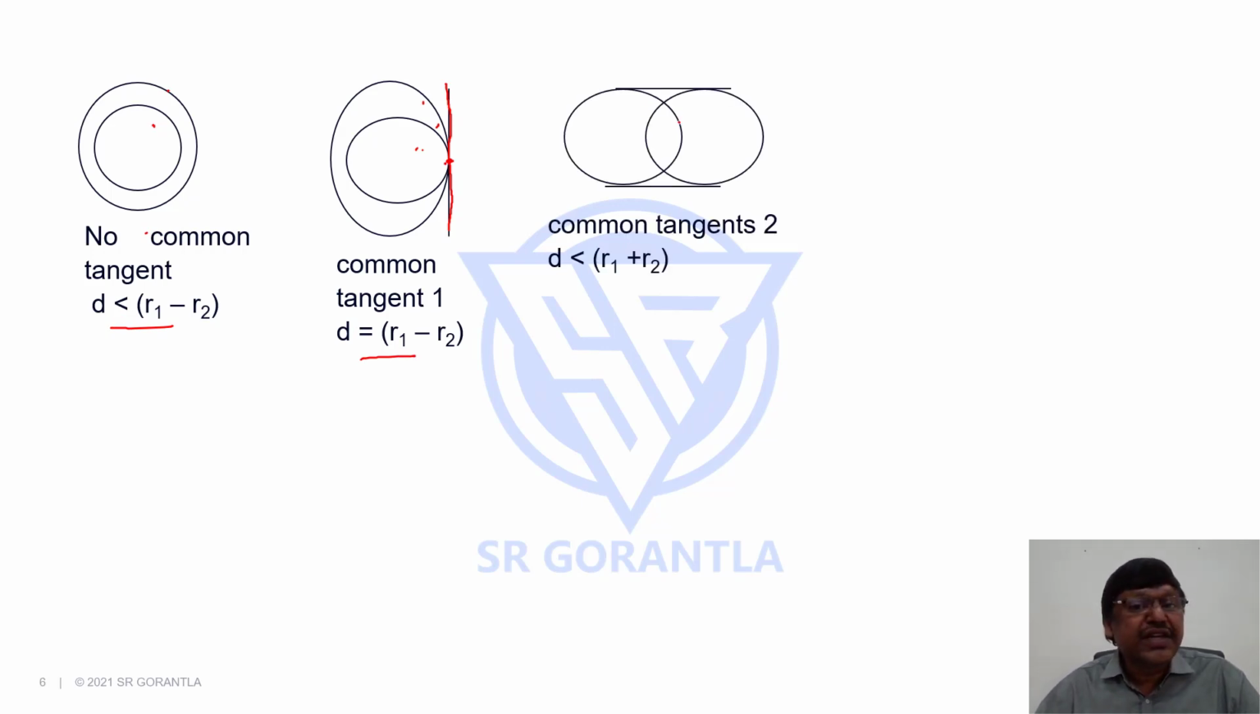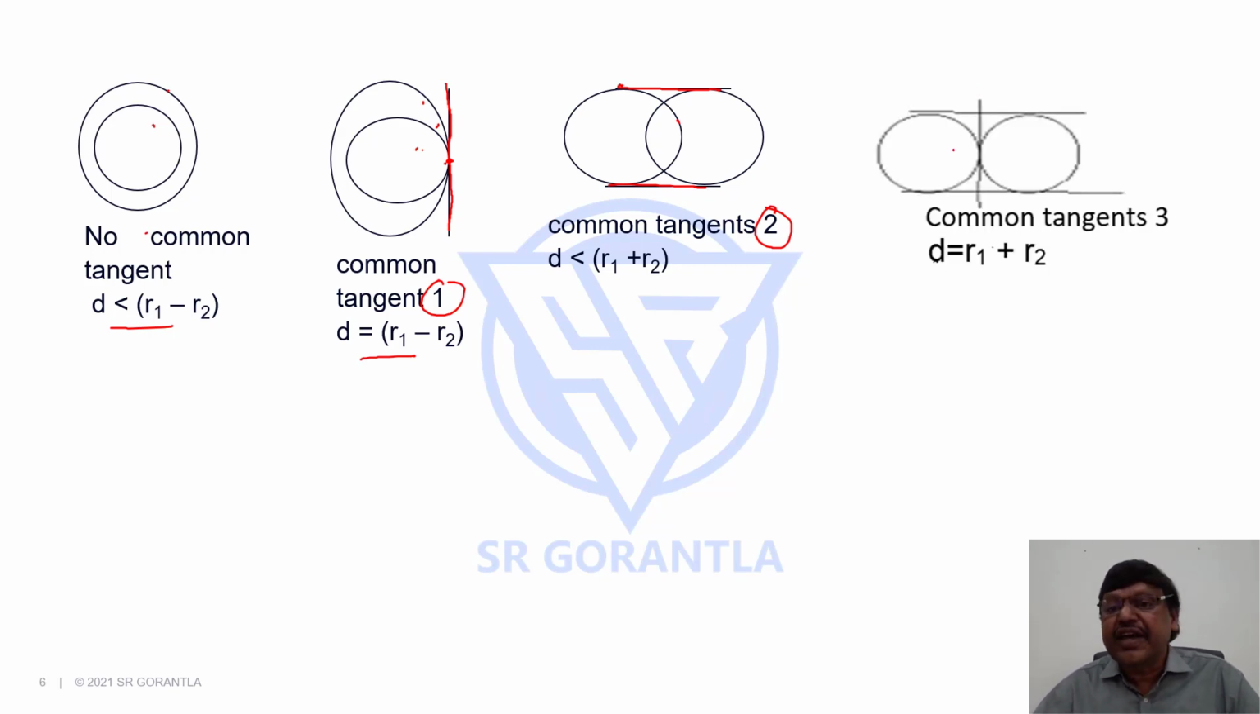If I take two circles intersecting each other, there are two common tangents. Here only one common tangent. Here there are two common tangents. Here no common tangent. And if they touch each other externally, we have two common tangents here and then one more here. Total we have three common tangents.